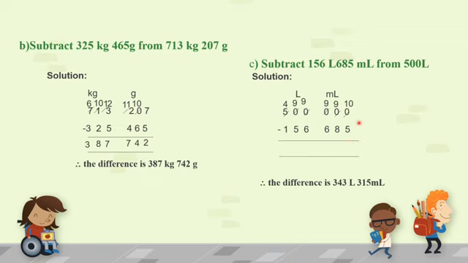5 will be taken away from 10, or you can say 10 minus 5 is 5. 9 minus 8 is 1. 9 minus 6 is 3. Then 9 minus 6 is 3 again. Then 9 minus 5 is 4 and 4 minus 1 is 3. And then your answer is, therefore the difference is 343 liters and 315 milliliters.